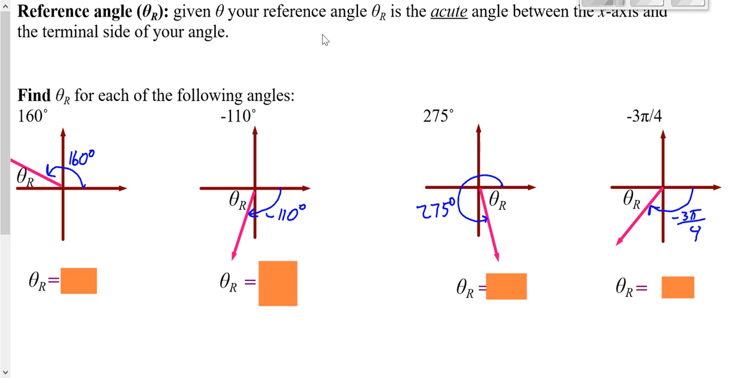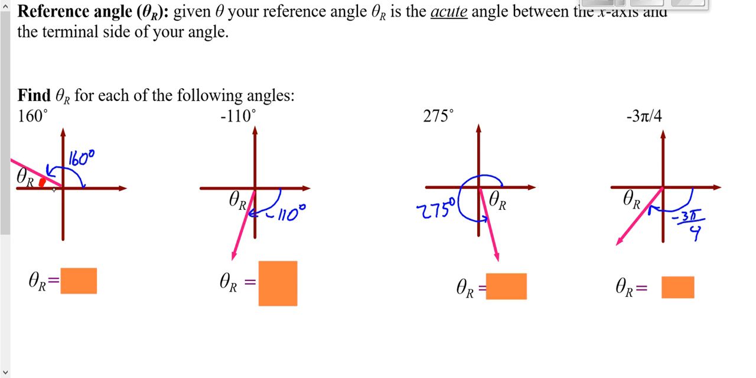So here we're going to talk about reference angles. Reference angle is basically how far you are from the x-axis. And it's acute, meaning your angle has to be between 0 and 90. So looking at this, your reference angle is how far you are from the x-axis.